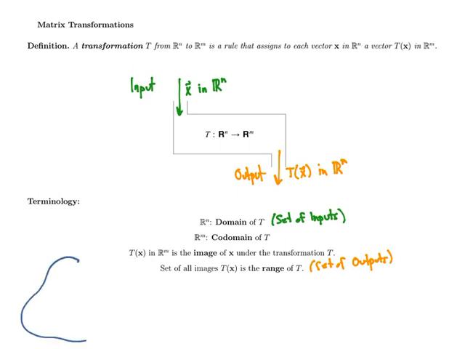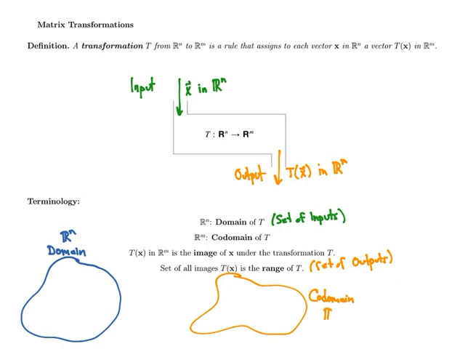Let's draw a picture of a set. This is going to represent our domain. In this case, this might be Rn. And we're going to draw a set of our codomain. In this case, our codomain is Rm. Now, what's different between the codomain and the range is that the range is just a subset of the codomain where we're actually going to have outputs.